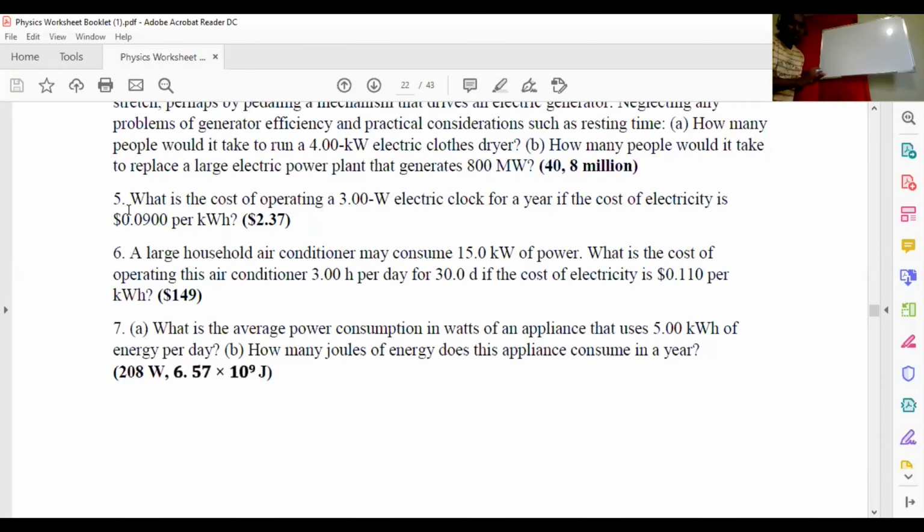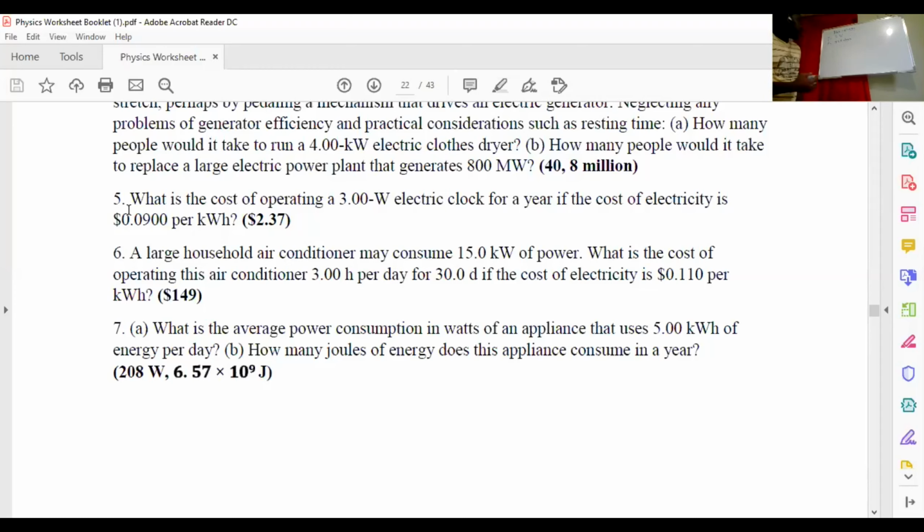What's the cost of operating a 3-watt electric clock for a year if the cost of electricity is $0.09 per kilowatt hour? Another thing to note is that kilowatt hour is also a unit of energy, which your energy provider normally uses to calculate your electrical bill. Our power is 3 watts. It gives us a time of a year, which is 365 days, and we need to know how much it will cost.